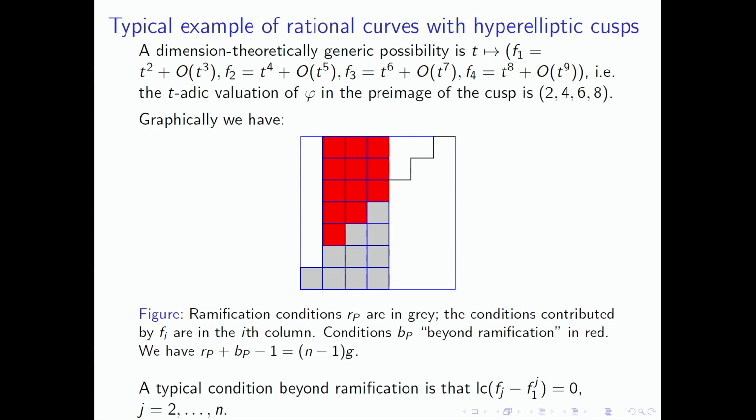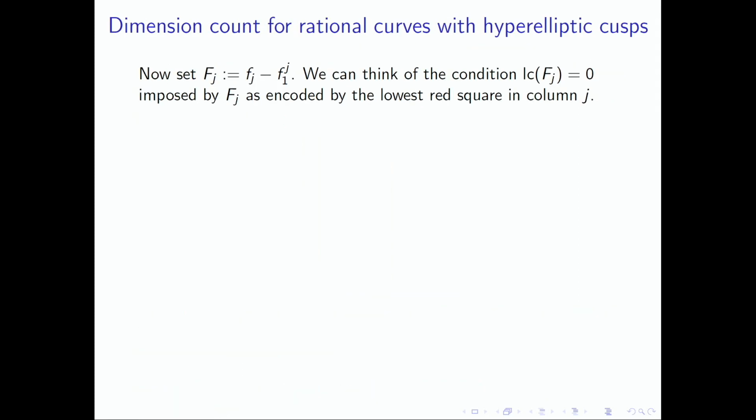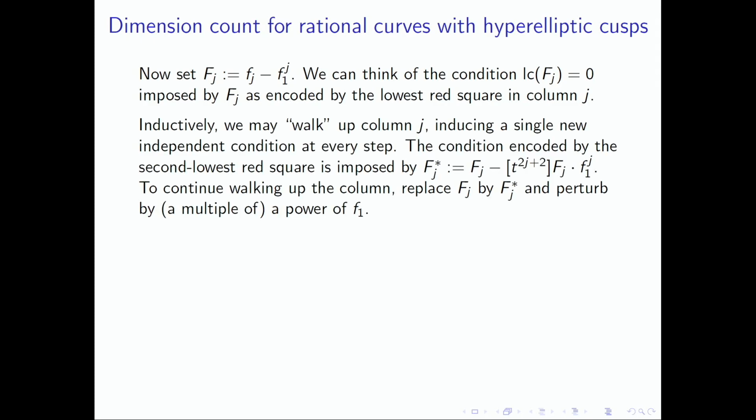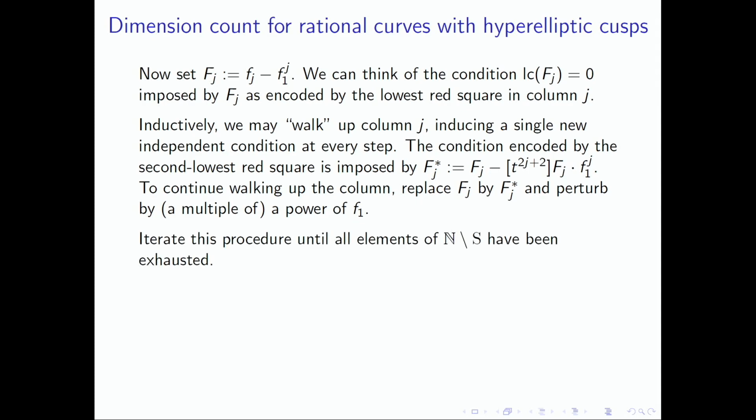OK, and then, yeah, this last sentence is just an explanation of each of the columns. I don't want to dwell too much on this because of time. But in general, we have an explicit scheme of accounting for all algebraically independent conditions imposed by hyperelliptic cusps, which again involves walking up a column and inductively producing more and more conditions.